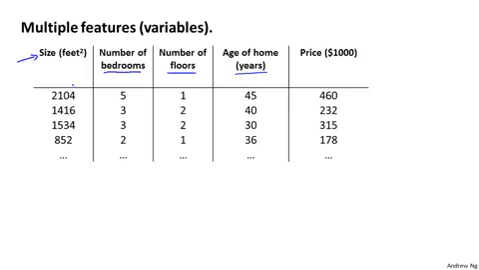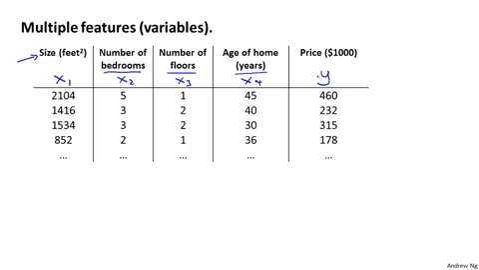To introduce a little bit of notation, and we sort of started to talk about this earlier, I'm going to use the variables x subscript 1, x subscript 2, and so on to denote my, in this case, 4 features, and I'm going to continue to use y to denote the output variable price that we're trying to predict. Let's introduce a little bit more notation.